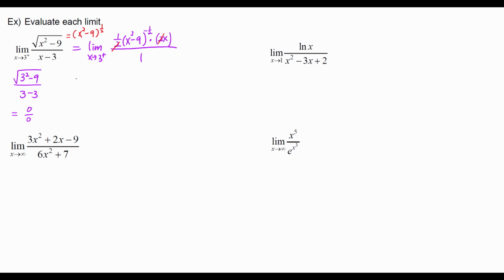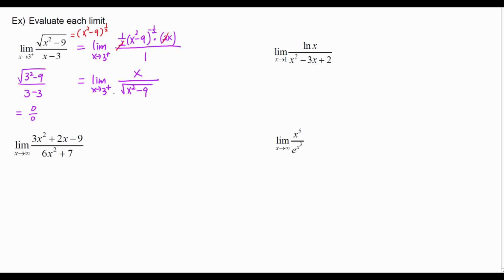So I have limit as x approaches 3 from the right. All I have is x on the numerator. And since (x squared minus 9) to the negative 1/2 power needs to go to the denominator, and since a 1/2 power is a square root, I'm going to put it back as the square root of x squared minus 9. Now, when you plug x equal 3 on the top, it is just 3.